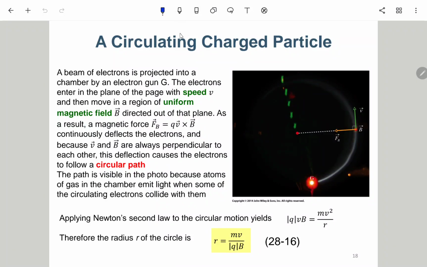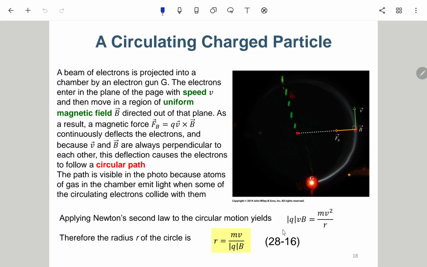Okay, so here we'll talk about circulating charged particles. If a moving charge enters a uniform B field, it will have a circular motion. And the condition is that the velocity is perpendicular to the B field. Then there will be a circular motion.